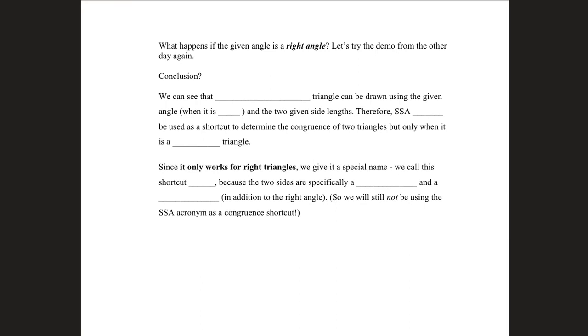Okay, so what is the conclusion? In that demo we just saw, we saw that only one triangle can be drawn using the given angle when it's 90 degrees and the 2 given side lengths. Therefore, SSA can be used as a shortcut to determine the congruence of 2 triangles, but only when it is a right triangle. It's a very specific situation. So since it only works for right triangles, we're going to give it a special name, and we're going to call this shortcut HL, because the 2 sides are specifically a hypotenuse and a leg. I'm never going to fit that in this little spot here.